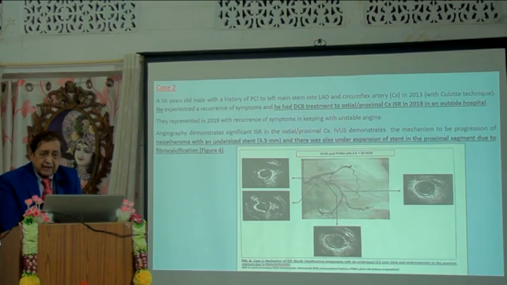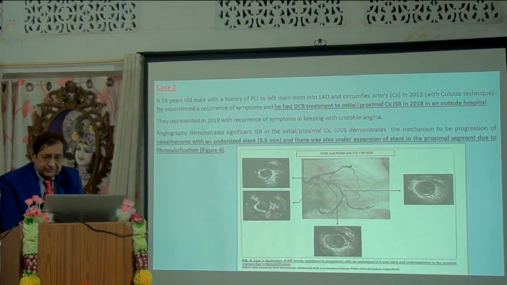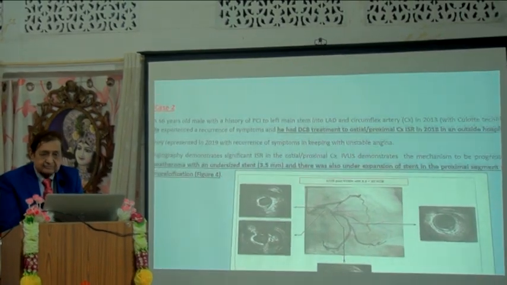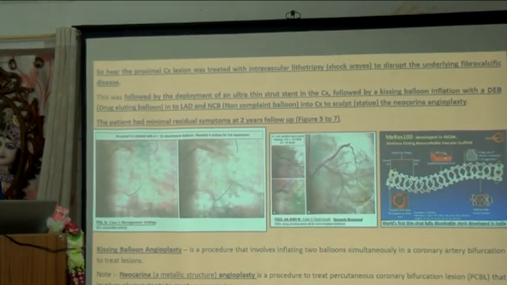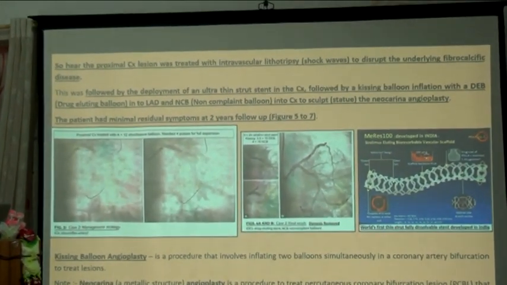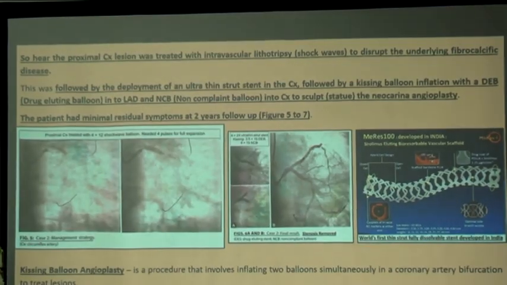Then intravascular ultrasound demonstrates the mechanism of progression of neoatheroma with an undersized stent, 3.5 mm only, and there was also underexpansion of the stent in the proximal segment due to fibrocalcifications. So here the proximal circumflex lesion was treated with intravascular lithotripsy, shock waves.